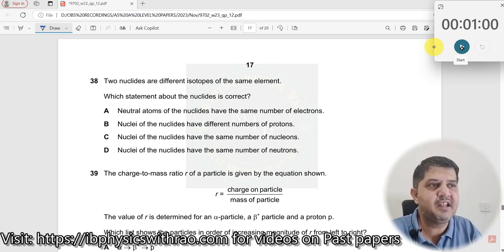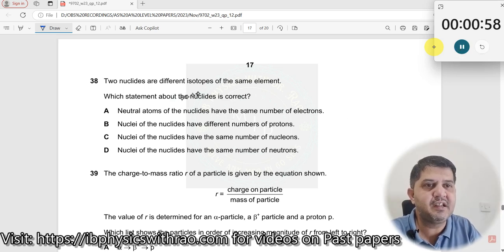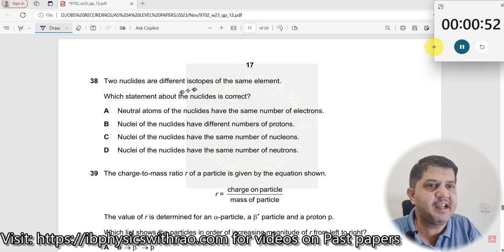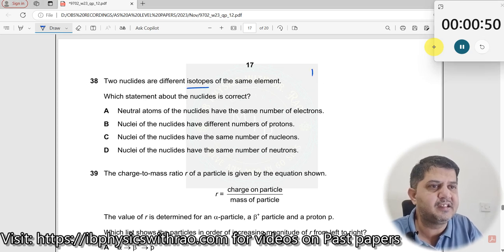Question number 38. Two nuclides are different isotopes of the same element. Which statement about the nuclides is correct? What is a nuclide? A nuclide is an isotope. What is an isotope? An isotope is nothing but it has the same proton number. It has different neutron numbers.